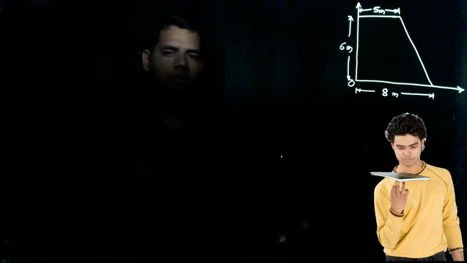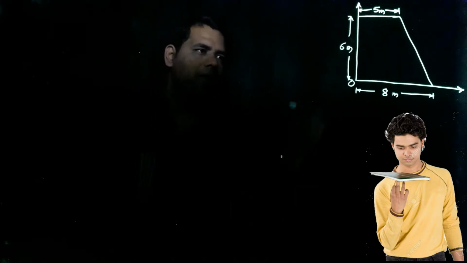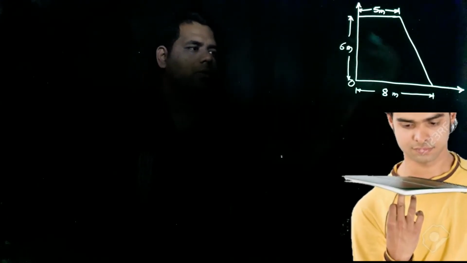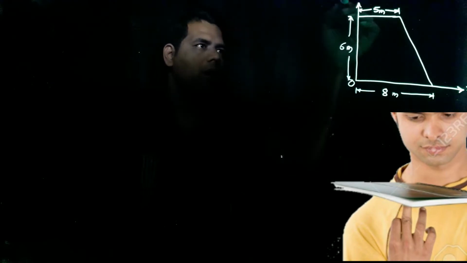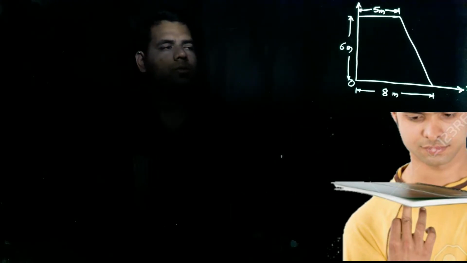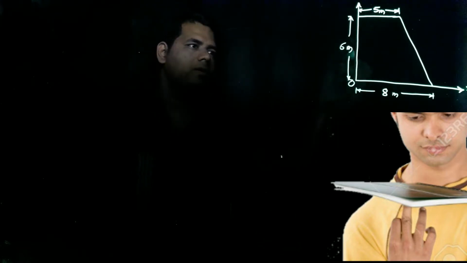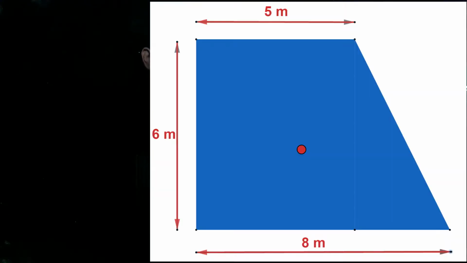So centroid is nothing but the geometrical center of the given plane lamina. Given plane lamina means the body is in two dimensions only. There are only x and y coordinates. The z coordinate, that is the thickness, is very low or negligible. That's why we can say that this is a plane lamina. For that plane lamina, we have to find the center, and that is nothing but the centroid, the geometrical center of the body.